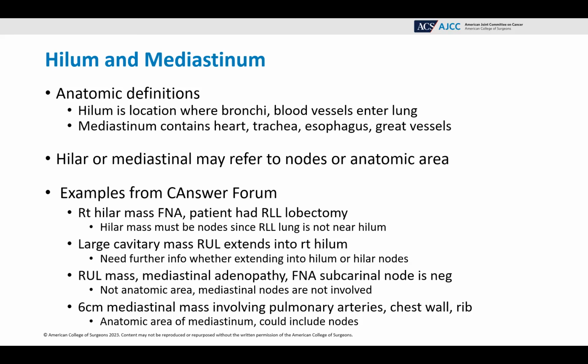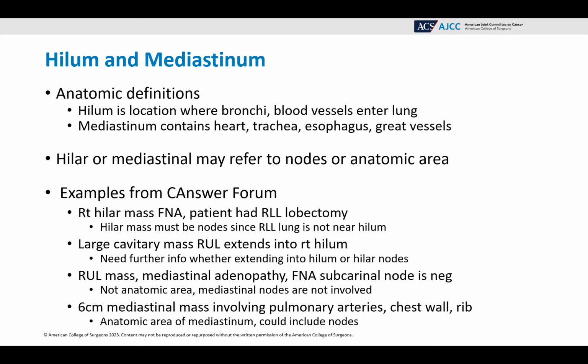Here are some examples from Cancer Forum. A right hilar mass FNA. Patient had a right lower lobe lobectomy. So the hilar mass must be lymph nodes, since the right lower lobe of the lung is not near the hilum. So that's not where the primary tumor was.